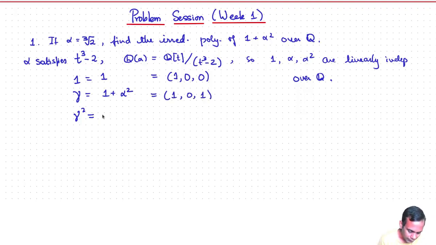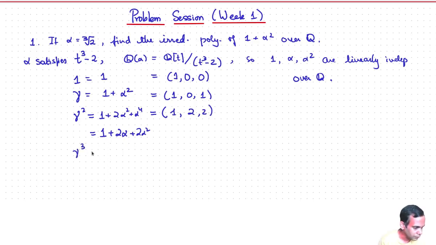What about gamma squared? Well, it's 1 plus 2 alpha squared plus alpha to the power 4. So this has coordinates, alpha to the power 4, we know that alpha cubed is 2, so this is 1 plus 2 alpha plus 2 alpha squared. So this has coordinates 1 2 2. And let's look at gamma cubed. Okay, so far these vectors look like they're linearly independent, right?